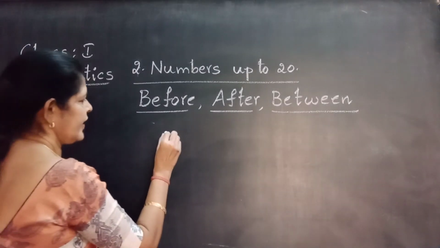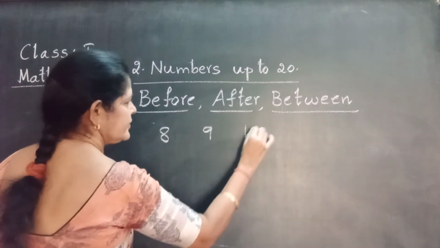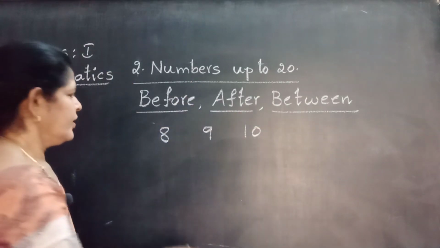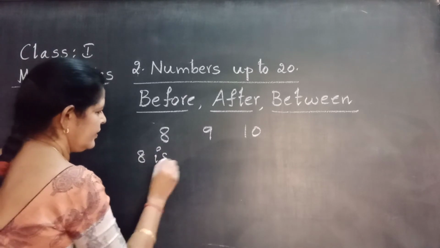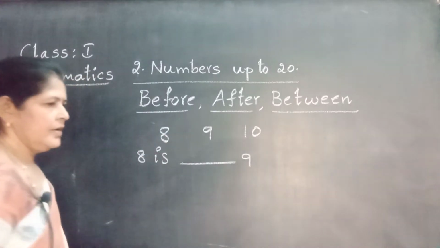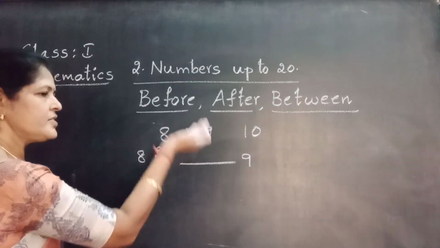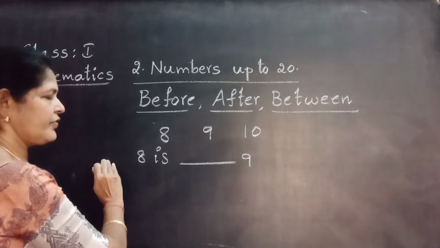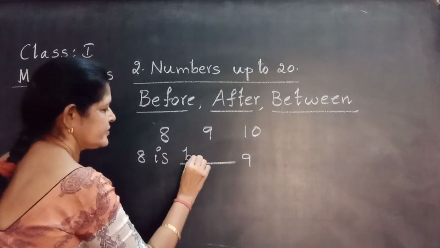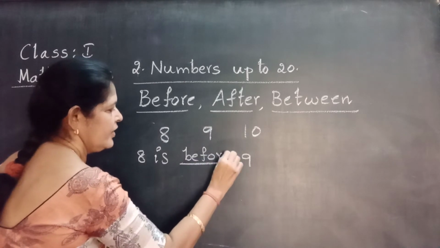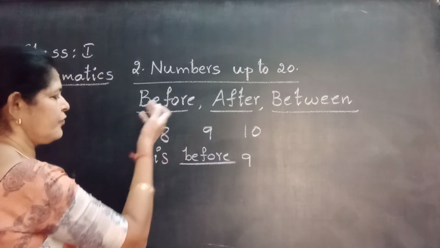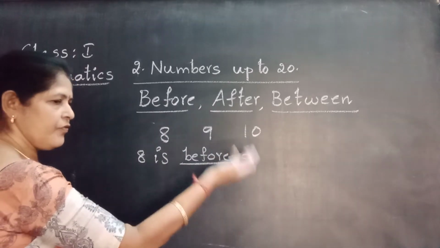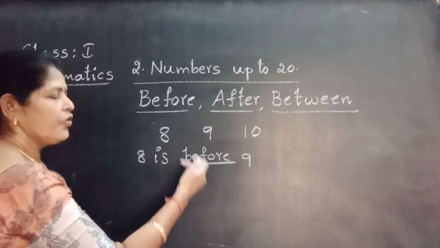See, I am going to take numbers 8, 9, 10. I am going to take 3 numbers. 8, 9, 10. 8 is dash 9. Tell me, 8 is dash 9. 8 is the front number of 9. It comes on the left side. That means 8 is before 9. Here we are using the word before. 8 is just before. 8 comes before 9.